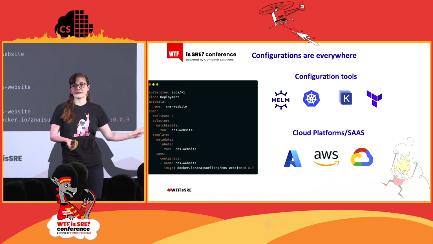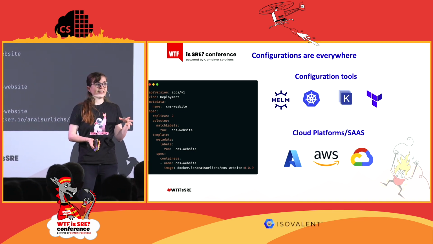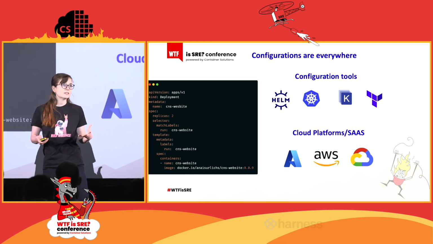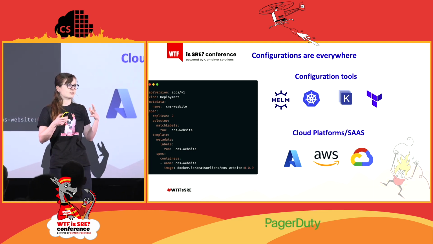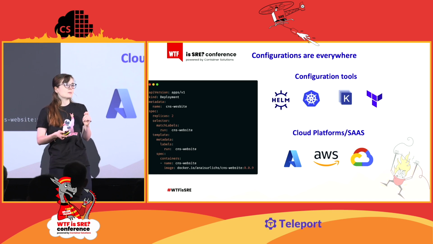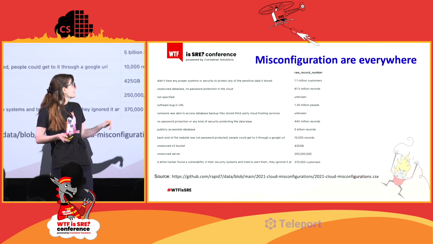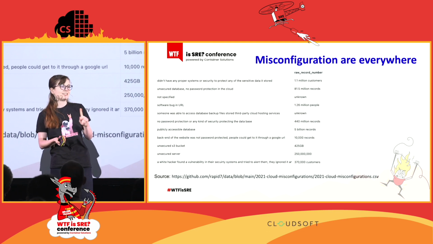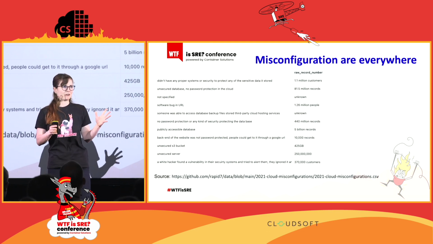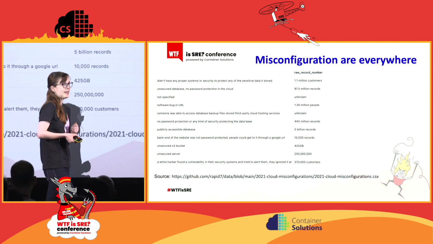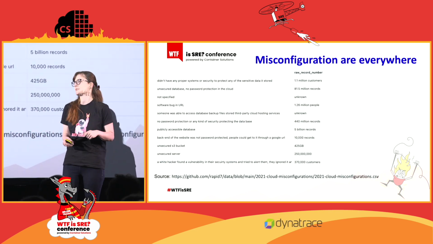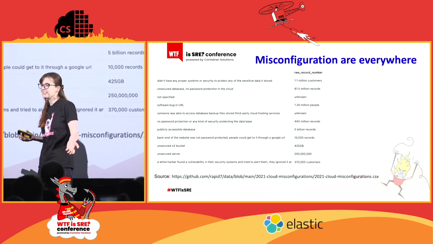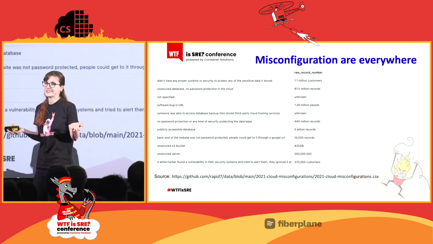Now, here is a basic Kubernetes deployment, and in that you specify, for example, the number of instances of your application that's supposed to run. All of these are configurations, and configurations are really everywhere. But also misconfigurations are everywhere. Now, this data is taken from a 2020 runtable that a coworker of mine found on GitHub that details lots of different misconfigurations and the kind of impact that those misconfigurations had. So, for example, the amount of data that those misconfigurations exposed.